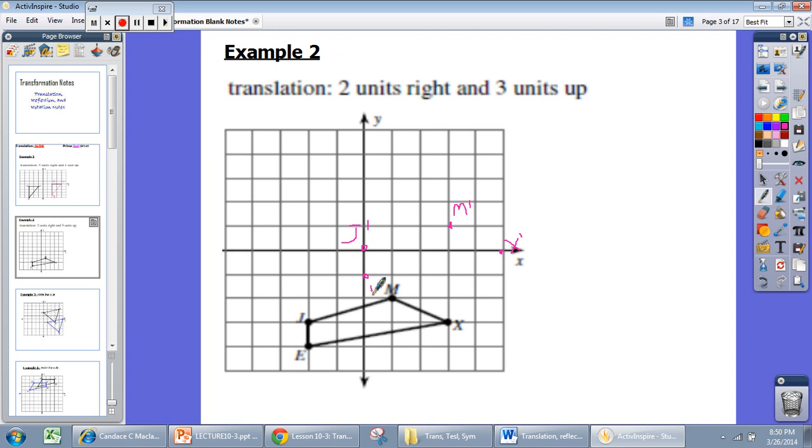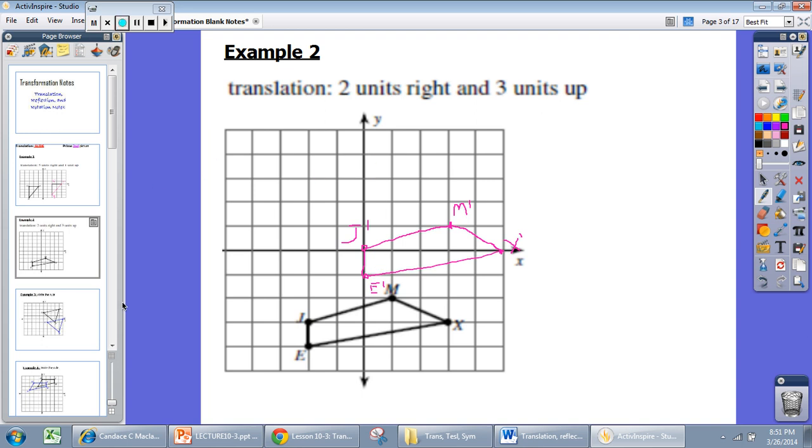E prime. And then let's just remake our quadrilateral. Connect all those points back together. Okay. That was a little rough for me to do. Hopefully yours looks a little bit straighter than mine. And there we go. Perfect.